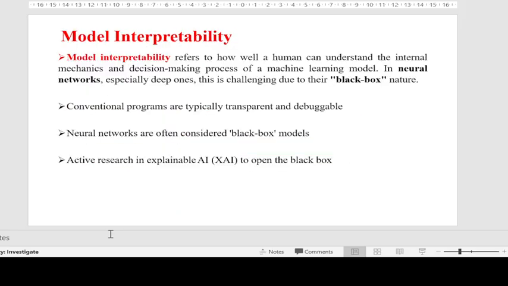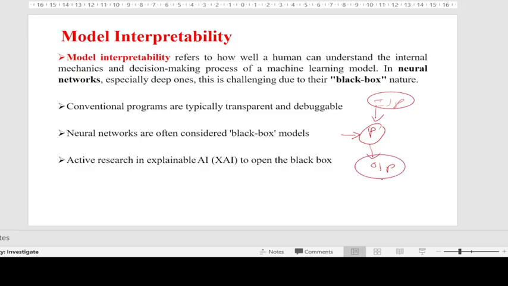Right. So next one is model interpretability. What is model interpretability? For example, you write a program P. You give some input and it gives some output. So you know what the input is, and you already know what the program will do and what output will come.